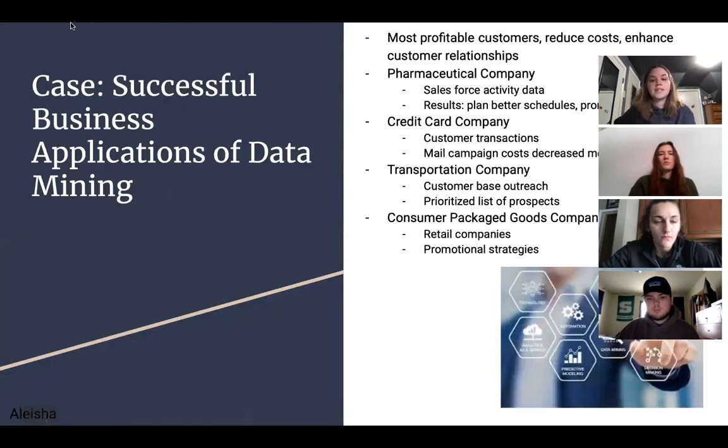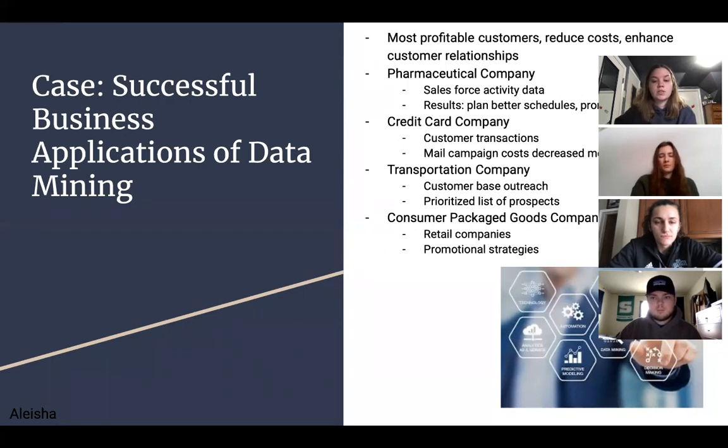Okay, so data mining uses include segmenting customers, identifying the most profitable types of customers, reducing costs of their products, and enhancing customer relationships with marketing techniques. And this case study discusses the successful application areas of data mining. So some examples are pharmaceutical companies analyze their sales force activity to know where and how to better target high-value physicians and determine different marketing strategies to have greater impact on more consumer areas. This helps the sales representatives by giving them the results to better plan their schedules and promotional activities.